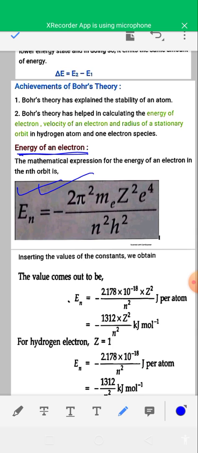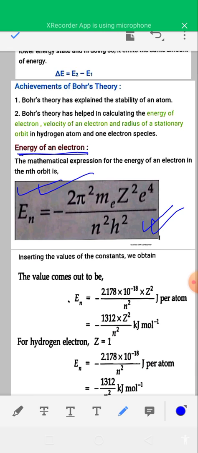En is equal to minus 2π² m Z² e⁴ divided by n²h². Here m is the mass of the electron, Z is the atomic number of the element, and if the atom is hydrogen, then the value of Z is 1. e is the charge of the electron, n is the energy level, the nth energy level, and h is the Planck constant. Using this formula, you can calculate the energy of an electron in the nth Bohr orbit.